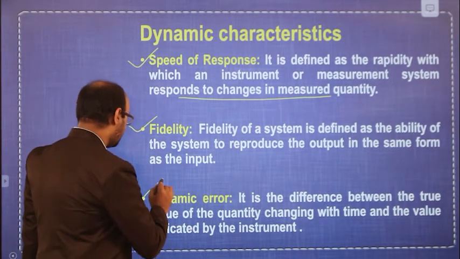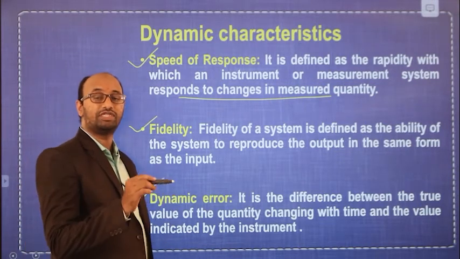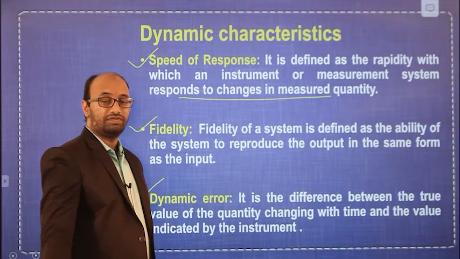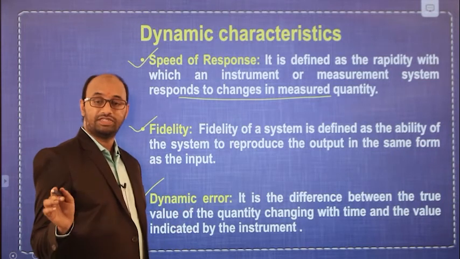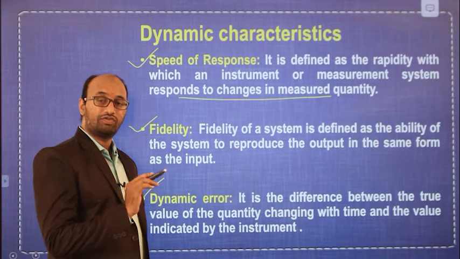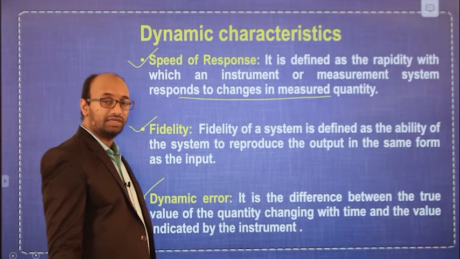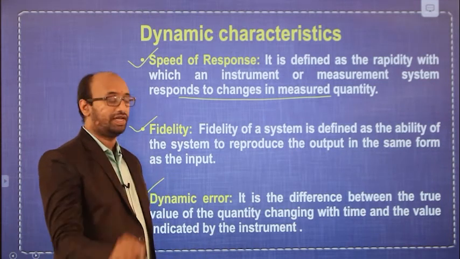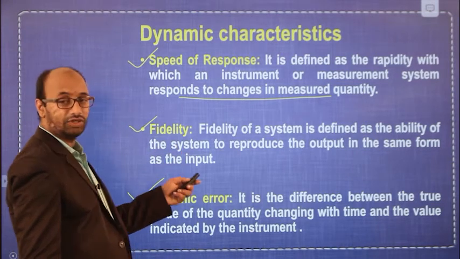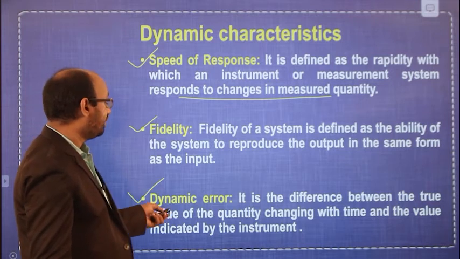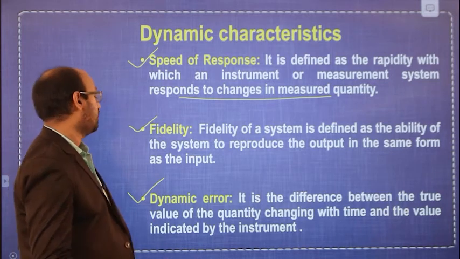The third dynamic characteristic is dynamic error, and it is the difference between the true value and measured value of the quantity that is changing with time. As these are dynamic characteristics, we consider everything with respect to change of time. So out of these 3, speed of response is desirable, and the instrument is expected to have high fidelity and there shouldn't be any dynamic error. Whatever value is measured by the instrument should be same as the true value.